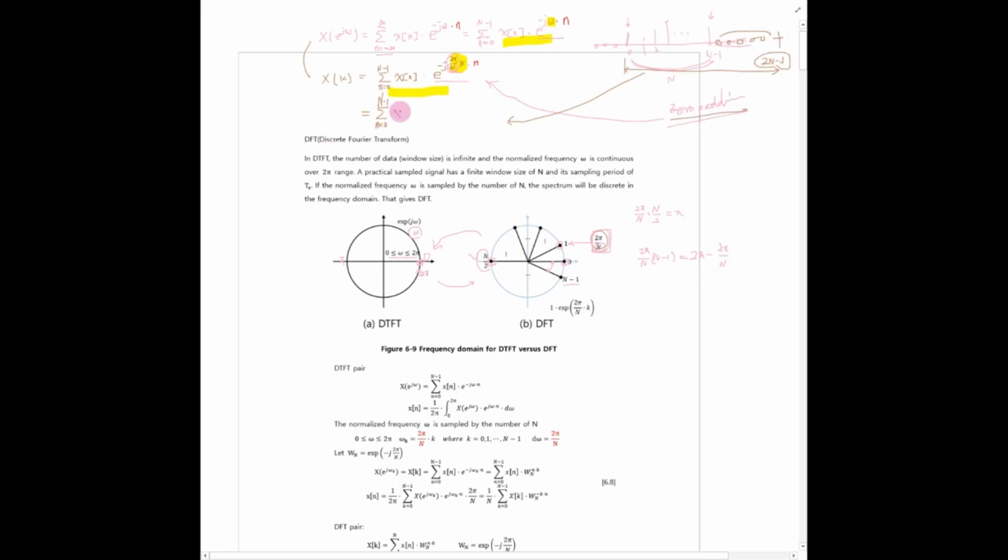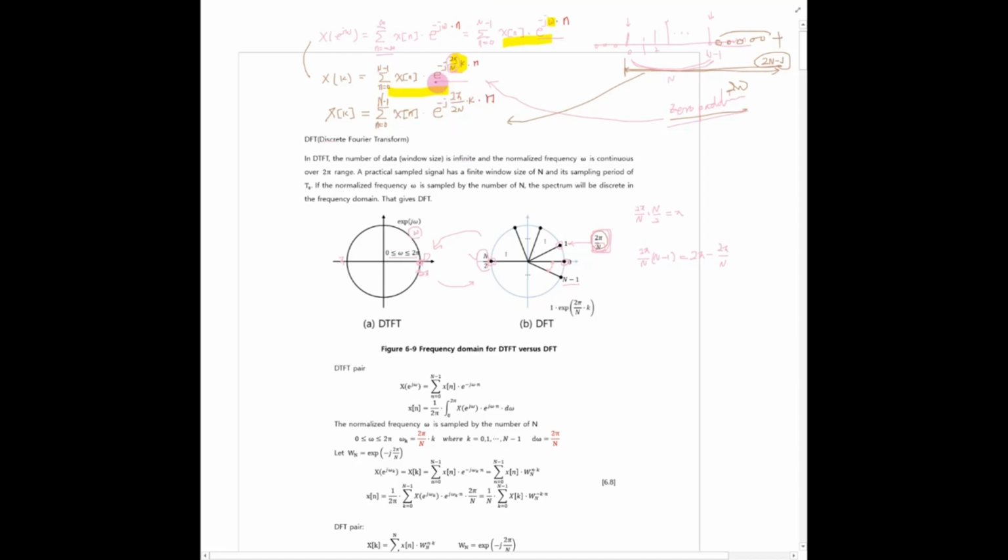So x[n] and e to the minus j 2 pi over, at this moment, the data length is 2n. Here is n, 0 to n minus 1, and another n is here. So the total data is 2n. So we are using the 2n times k summation. That's X[k], and the sequence number should be multiplied here.